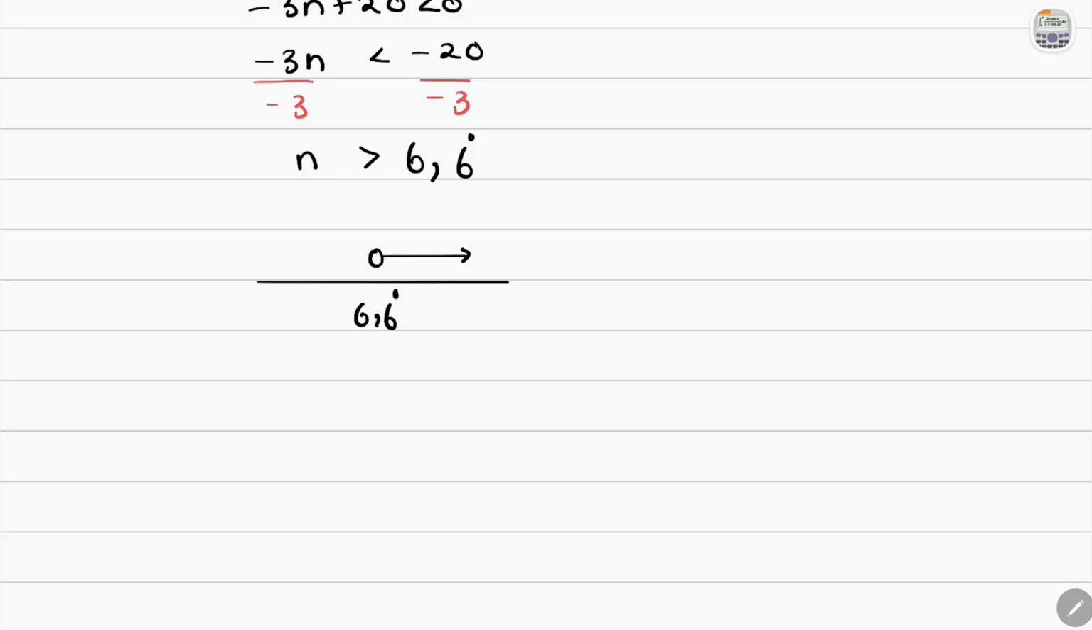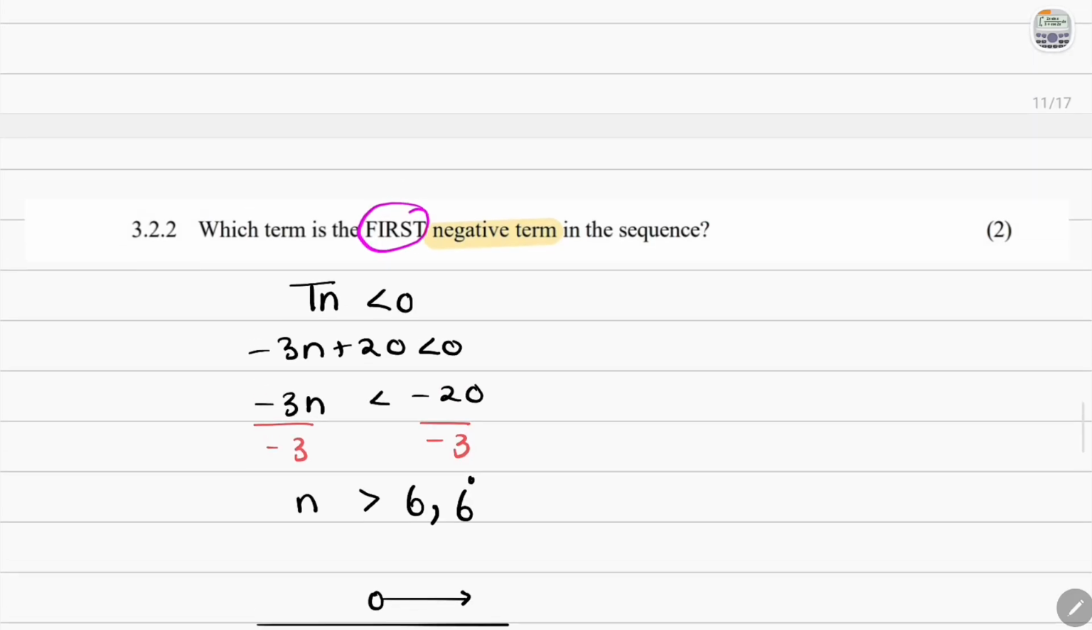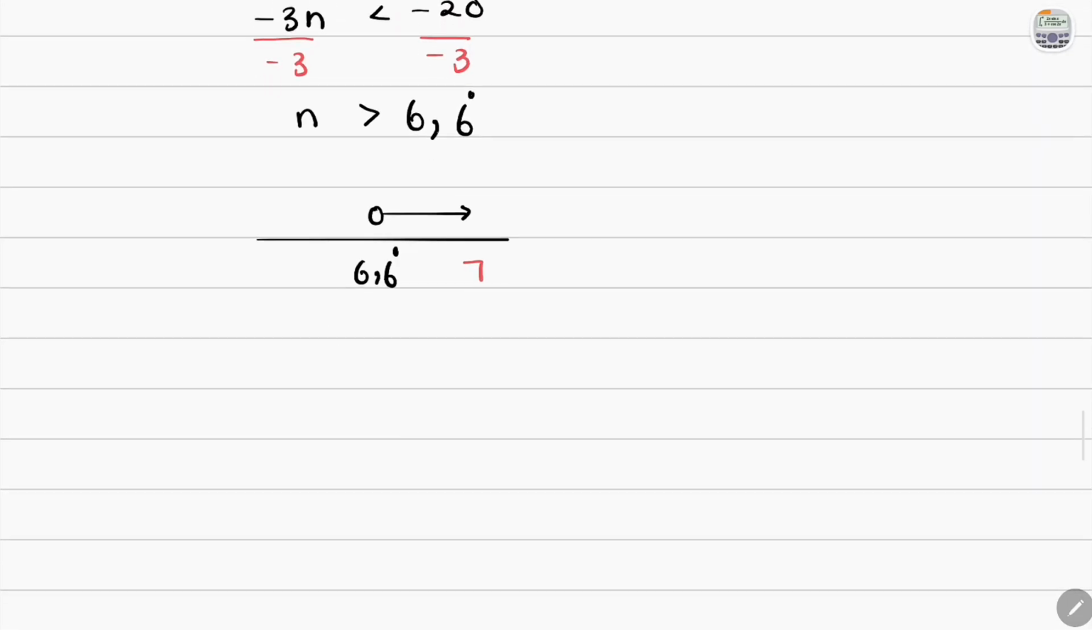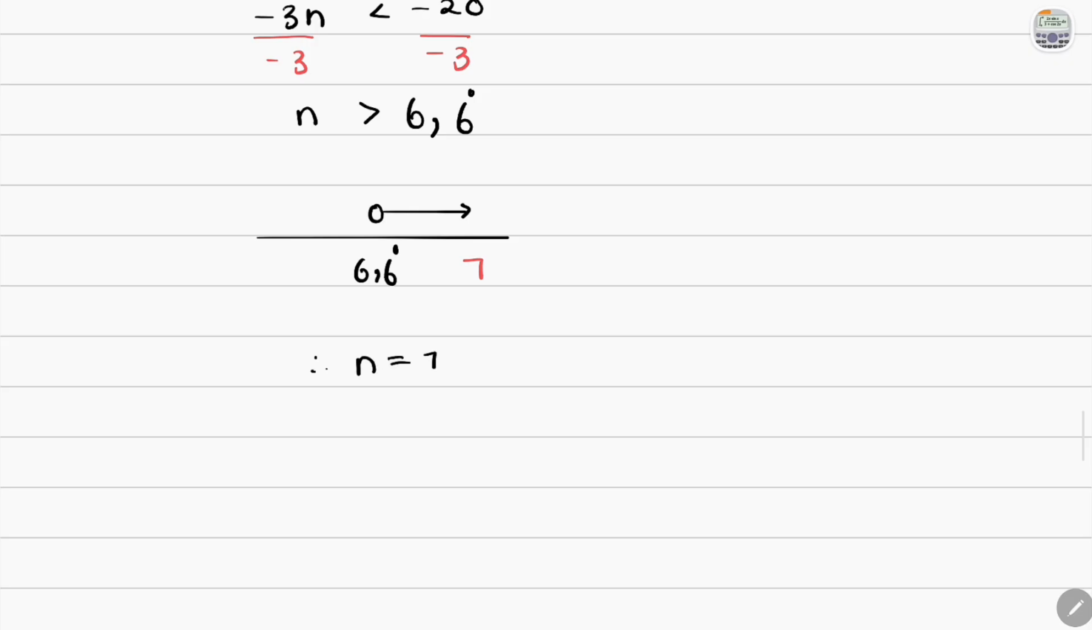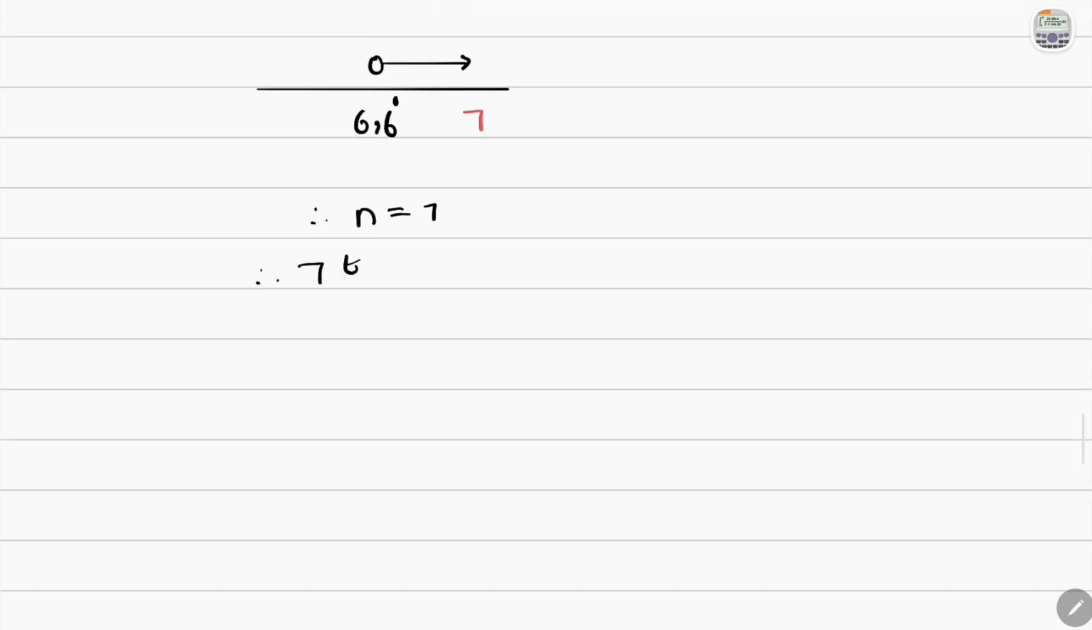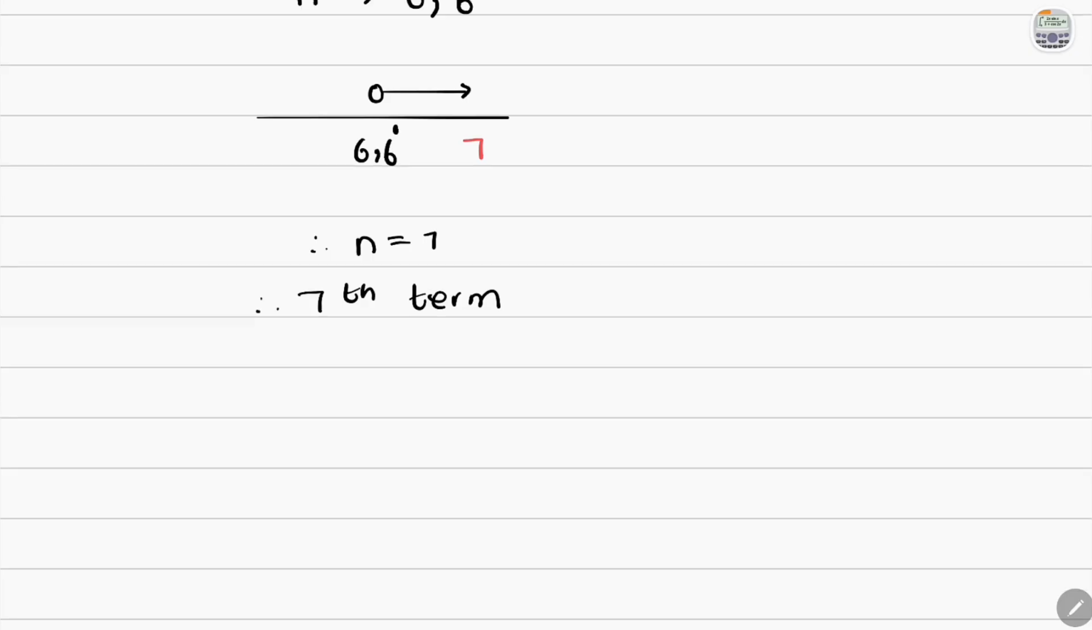So if we're looking at values that are greater than 6.6 recurring, what is the first natural number? Because term numbers can only be natural numbers. What is the first natural number that would be greater than 6.6 recurring? The first natural number immediately greater than this number would be 7. So what they're asking for is that the first negative term will be the 7th term. This is where n is equal to 7. So it is the 7th term, and that is our answer.